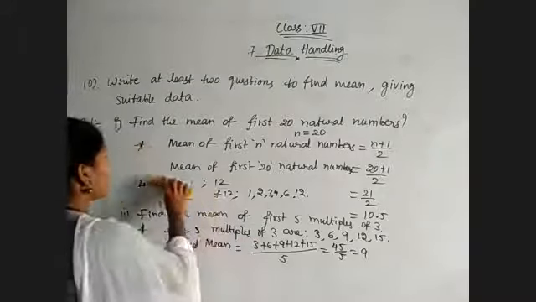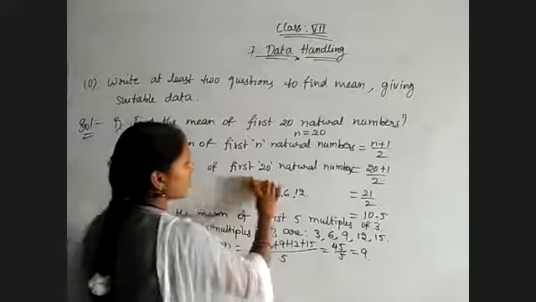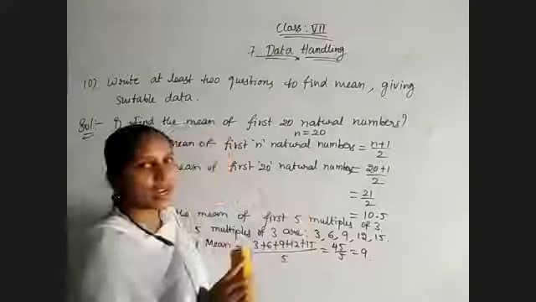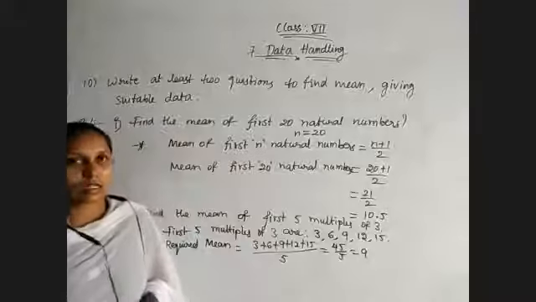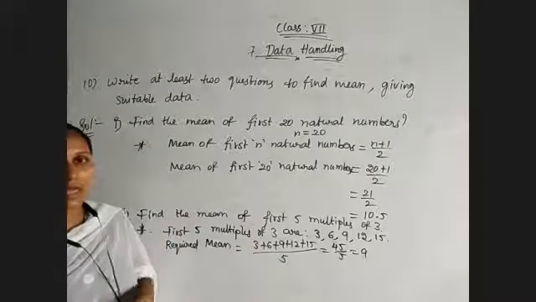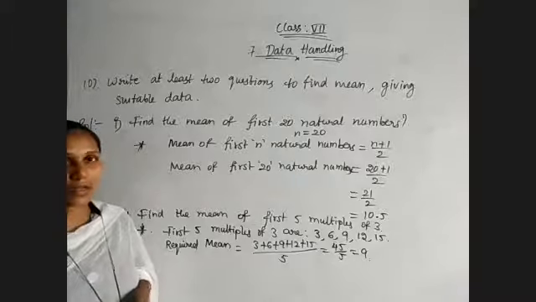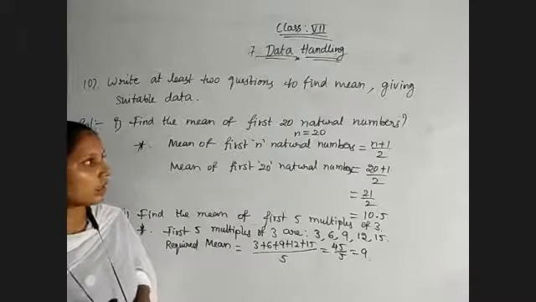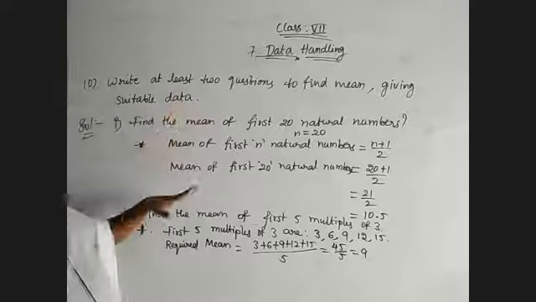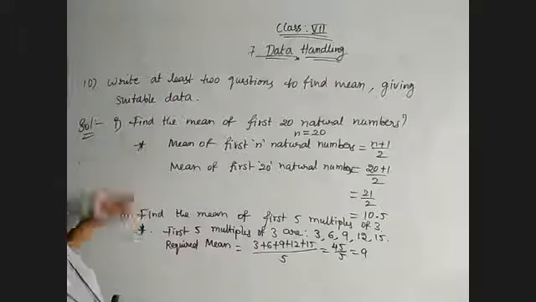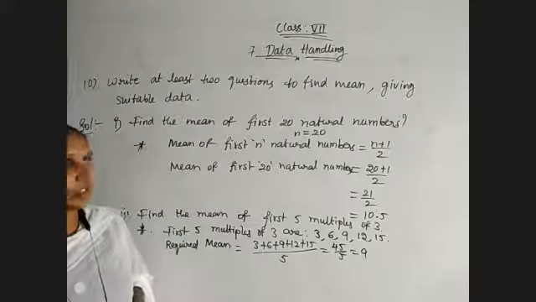If fractional numbers are given, then also find the sum of those fractions divided by how many fractions are given. If decimal numbers are given, find the sum of the decimal numbers and divide by that many numbers. Okay, so I have given two questions. Try to write two more questions yourself.